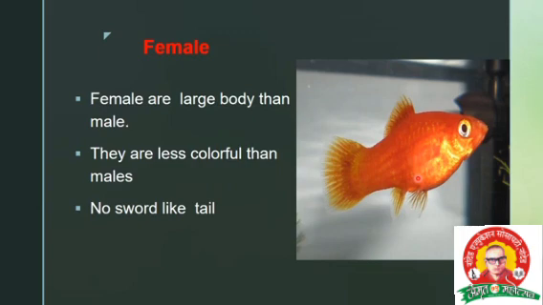Females have a larger body than the male. They are less colorful than the males. And the important thing I am mentioning here is that there is no sword-like tail. There is no sword, bulky body, no sword-like tail. This is the difference: the male is 8 centimeters in length, and the female 12 centimeters. Male has a sword-like tail, female doesn't have a sword-like tail.